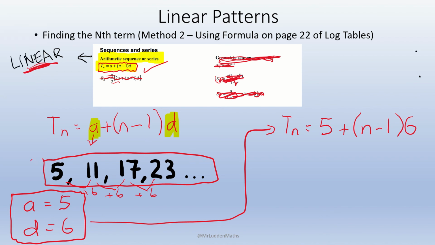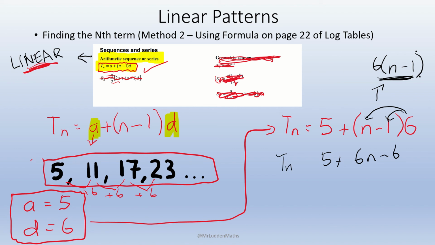Once you have your a and your d substituted in, the last thing you need to do is tidy that up. You would have seen this part written usually as 6 times n minus 1. In your formula, the d is on the outside there, but it makes no odds. It's the same thing as what's up here. So just to be aware of that. 6 times n is going to give me 6n. 6 times minus 1 is going to give me minus 6, and you still have your 5 on the outside there. So your nth term, your Tn, is 5 plus 6n minus 6.